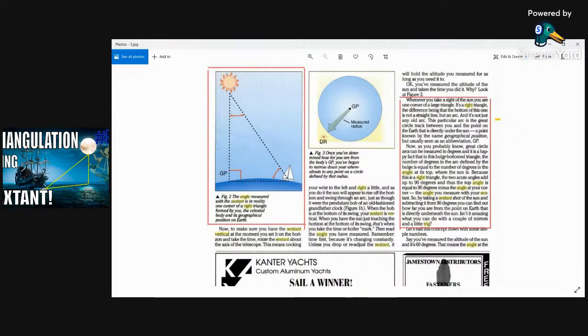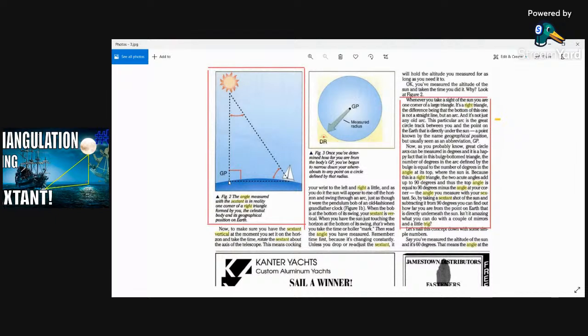This diagram here shows it perfectly. Figure 2, the angle measured with the sextant in reality is one corner of a right triangle formed by you, the celestial body, and its geographical position on Earth. Now, even though they've got that presupposition of a curve there, look how they're putting the angles. Look how they're putting this triangle. From the observer here, it is a straight baseline to the GP. So you can disregard that curved surface altogether.